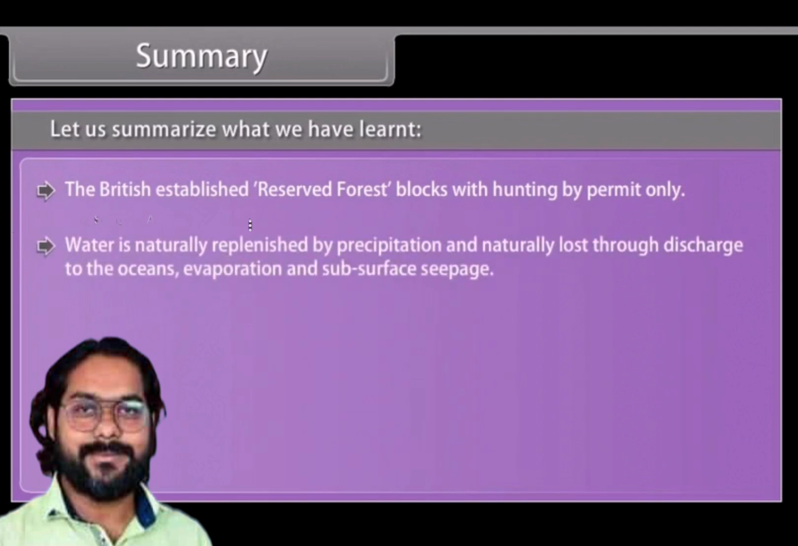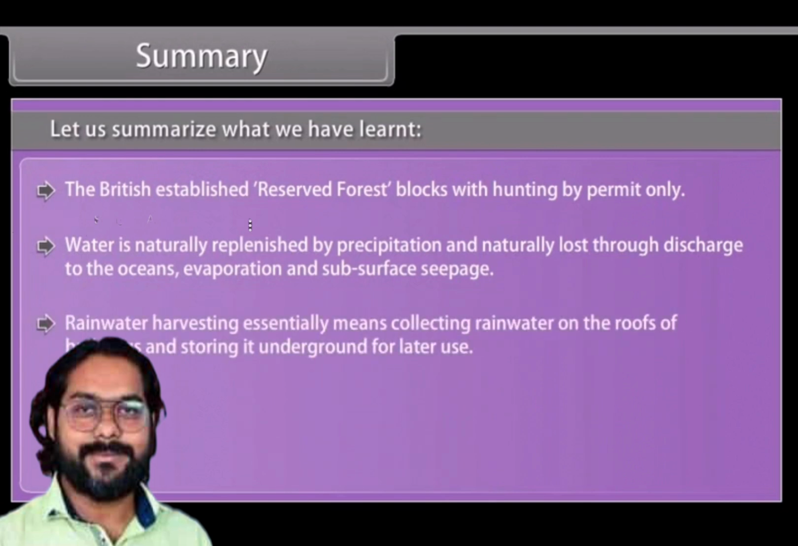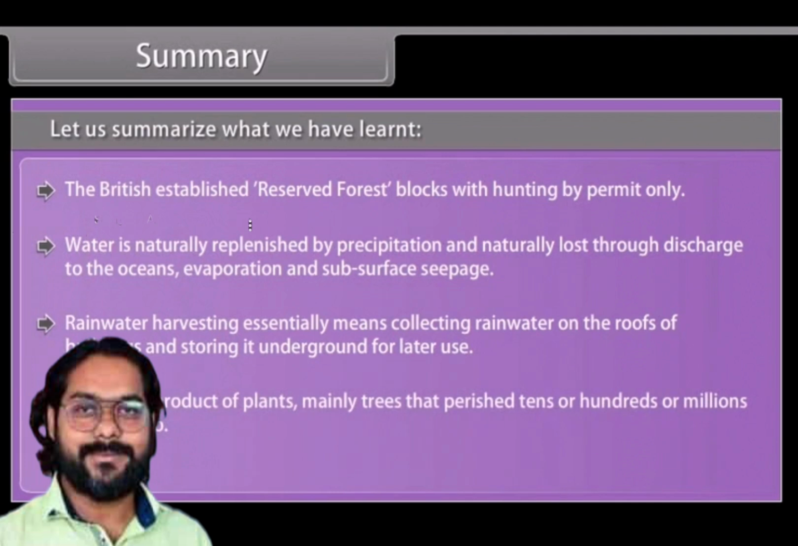Water is naturally replenished by precipitation and naturally lost through discharge to the oceans, evaporation, and subsurface seepage. Rainwater harvesting essentially means collecting rainwater on the roofs of buildings and storing it underground for later use. Coal is the product of plants, mainly trees, that perished tens or hundreds of millions of years ago.